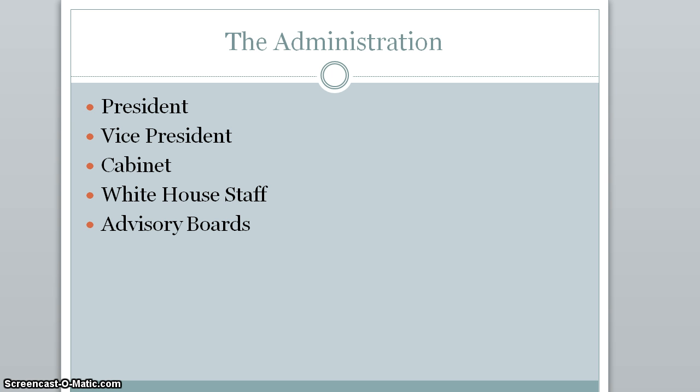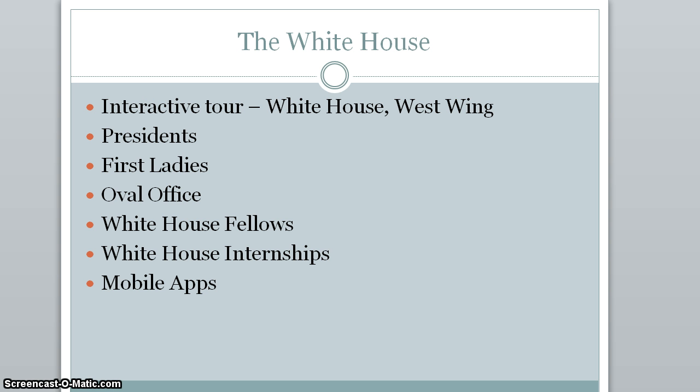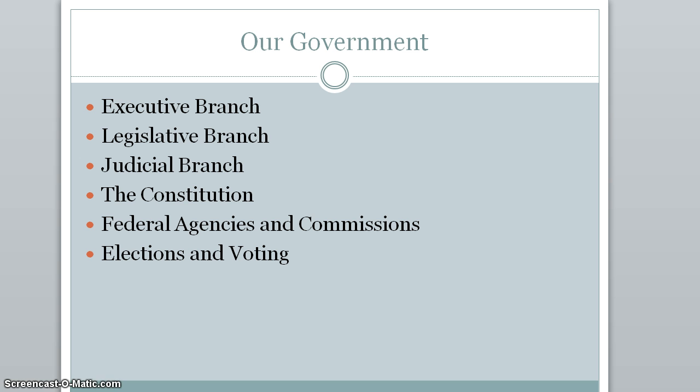You go under the administration section, you'll see information about the president, the vice president, cabinet, White House staff, and advisory boards. If you go under the White House section, you'll have access to interactive tours of the White House, the West Wing. You'll see information about the presidents, first ladies, the Oval Office, White House fellows. If you're interested in a White House internship, here's where you can find information about that. And also information about mobile apps related to the White House. In our government section, you'll see information about the executive branch, legislative branch, judicial branch, the Constitution, federal agencies and commissions, and also information about elections and voting.